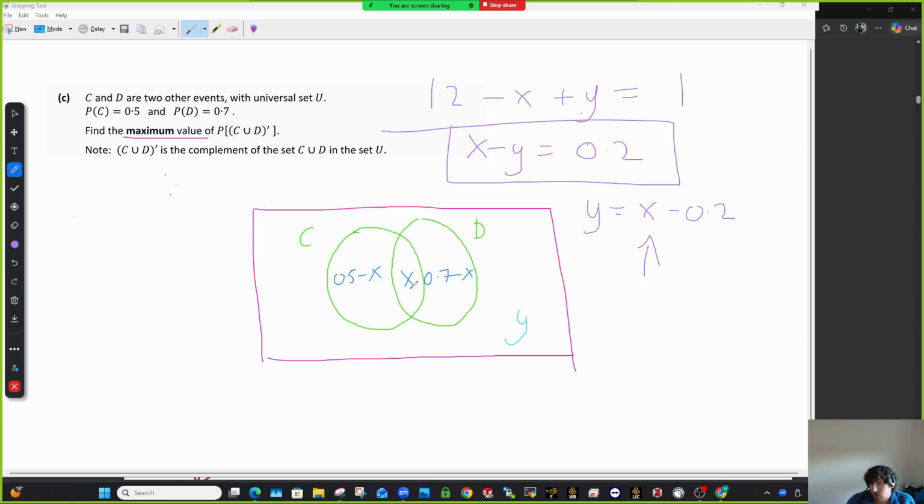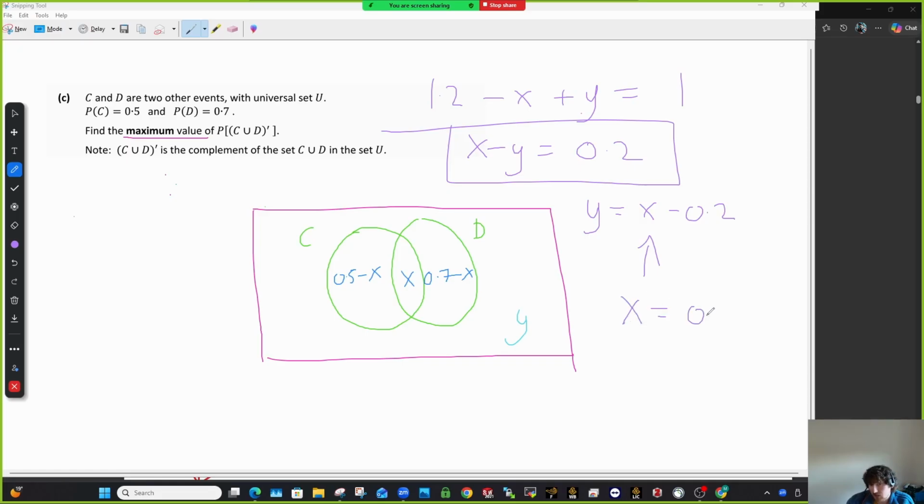So the idea is you couldn't have x as 0.6, for example, because if x was 0.6, then you'd be getting a negative out here, which you couldn't have, okay? The biggest x could be is 0.5, because if you're 0.5 here, then you get a 0 here, which would be okay. So to make y big, you make x as big as possible.